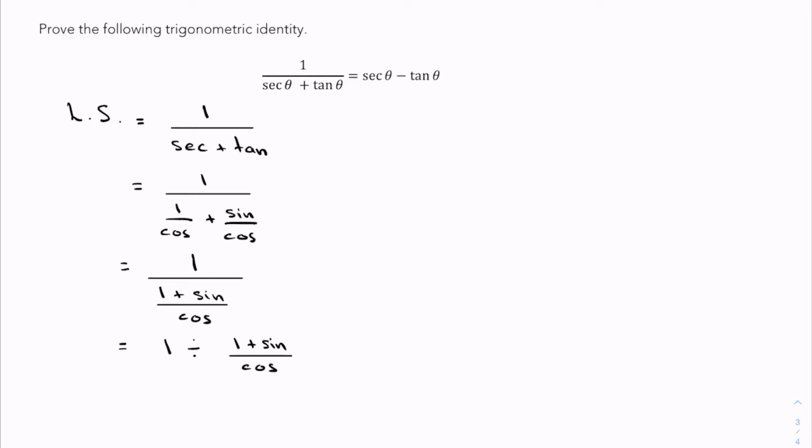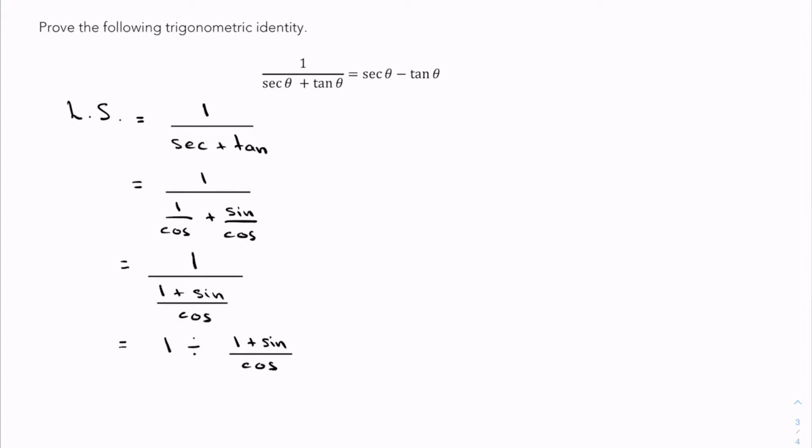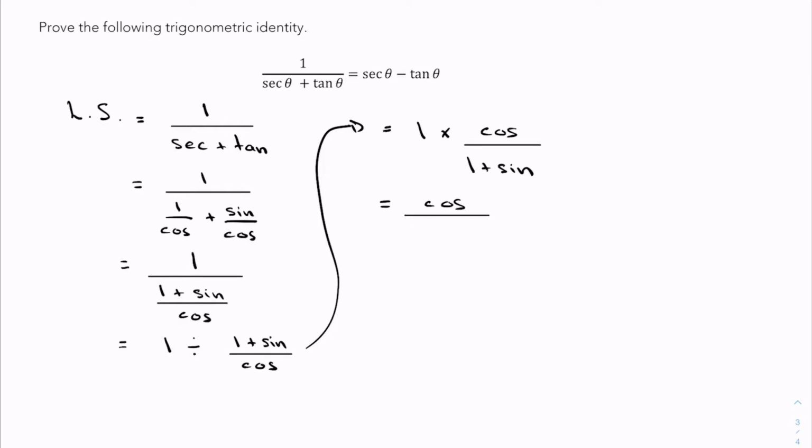And remember, when you're dividing by a fraction, that is the same as multiplying by the reciprocal. Let me bring this up here. So this is going to be 1 times cos over 1 plus sine. Okay, which is just cos over 1 plus sine.